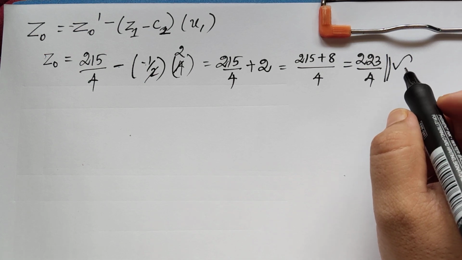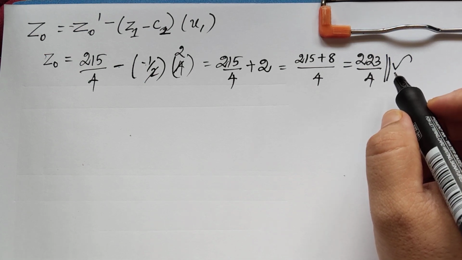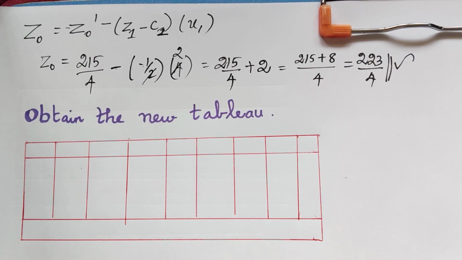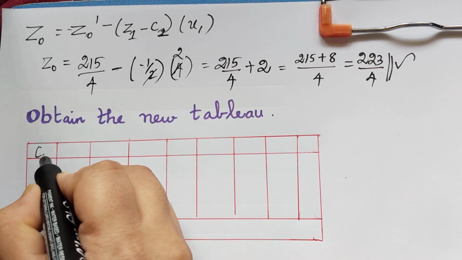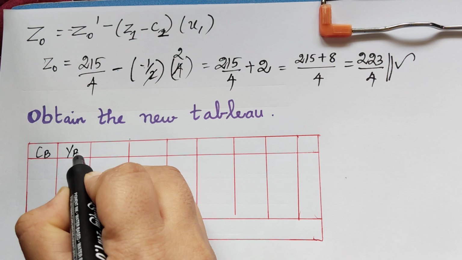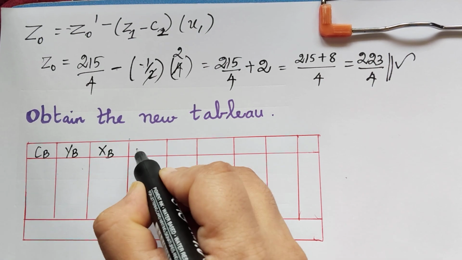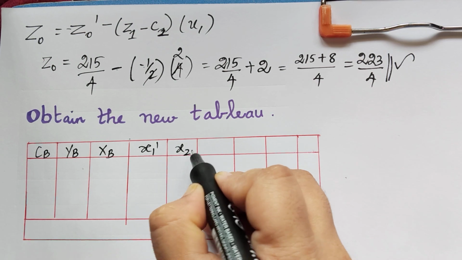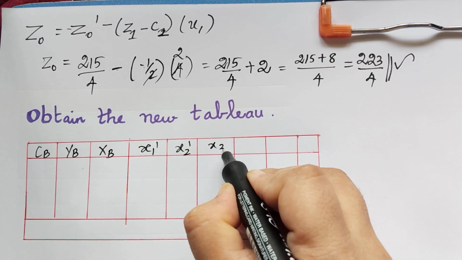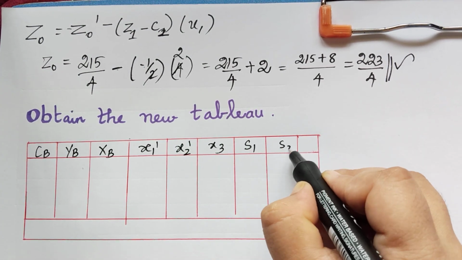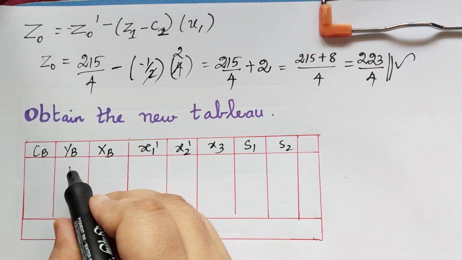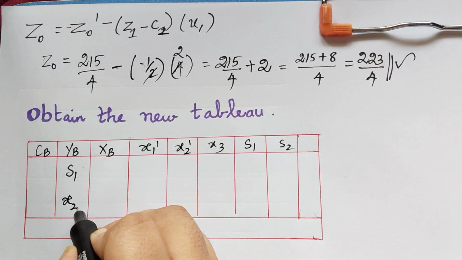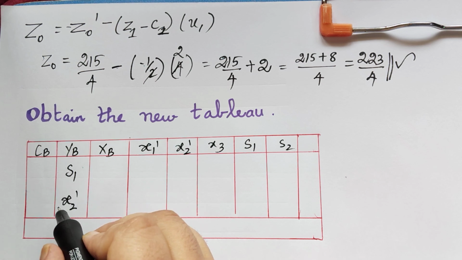So let us now form the new table, because we usually form a new table after updating the variables. Now here we have the table for the updated values. Here we will have CB and YB as usual, and then XB. But here x1 is updated now as x1 dash, and x2 dash is already updated. X3 remains as it is, S1, S2. First we will write YB. YB is S1 and the same variable x2 dash which we got in the previous table.